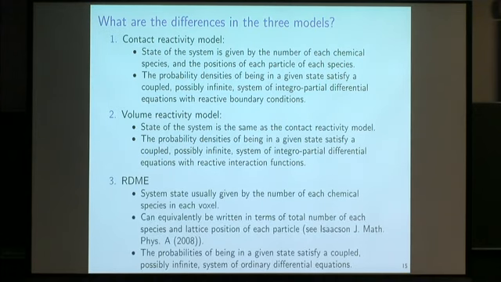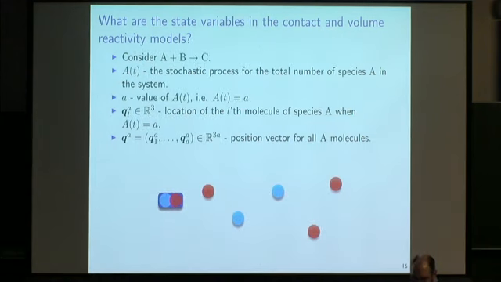Okay? And then the RDME. Now, in the RDME, usually we think of the state of the system, like I said, as the number of each chemical species at each lattice site or in each voxel. But for the purposes of this tutorial, it makes it easier to compare to these two models if I write it in a similar way. So we'll look at instead the total number of each species and the lattice position of each molecule, which is a completely mathematically equivalent way. It's kind of like Eulerian versus Lagrangian description. And then what we get is that the probabilities you're in a given state are going to satisfy a coupled, possibly infinite system of ODEs, which is just the reaction diffusion master equation. So that's the high-level description.